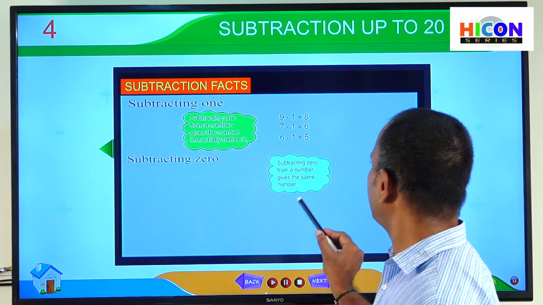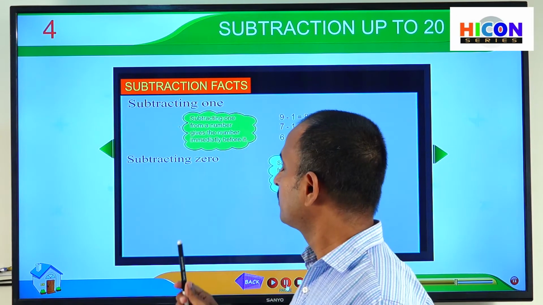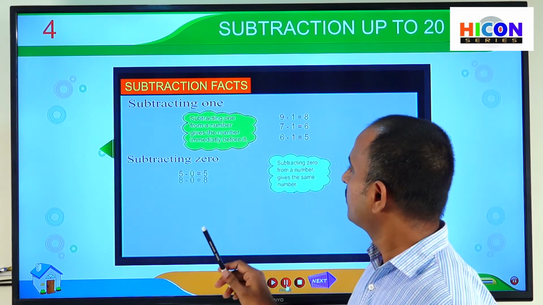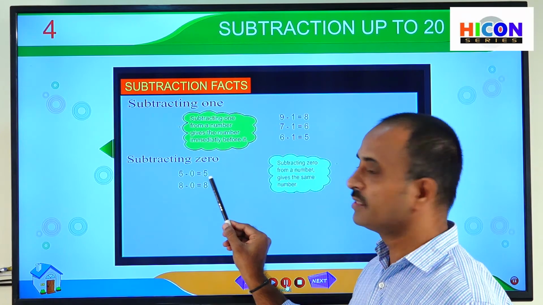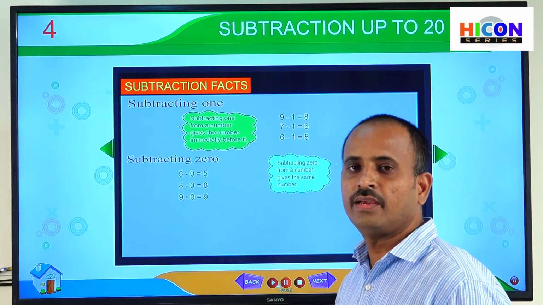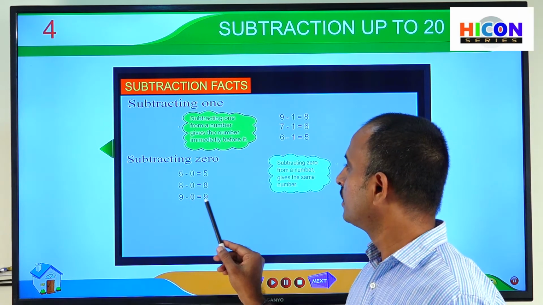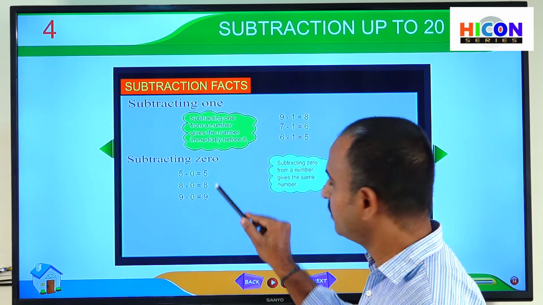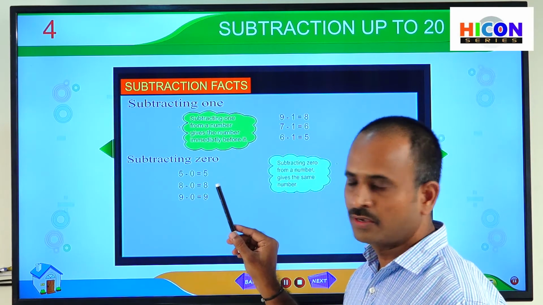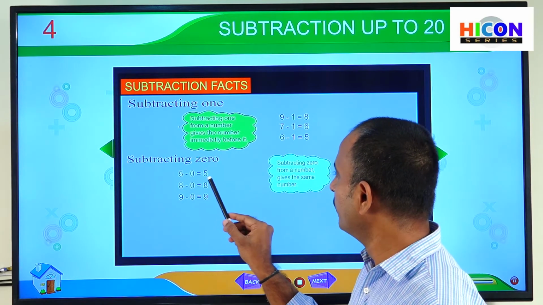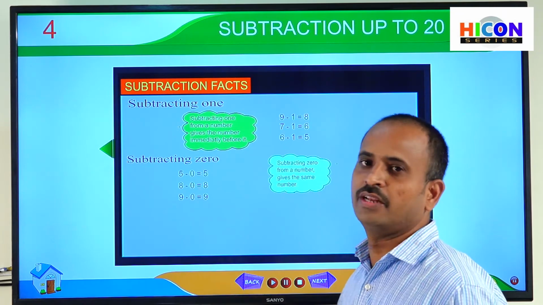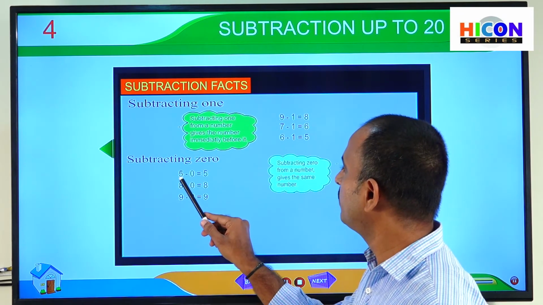So let us see some examples for this subtraction fact. For the second fact, it is 5 minus 0 is equal to 5. 8 minus 0 is equal to 8. 9 minus 0 is equal to 9. So children, see the 3 examples. In the first example, they have subtracted 0 from 5. If you subtract 0 from any number, again we will get the same number, because 0 means nothing. Subtraction with 0 means there is no subtraction. That's why we will get the same number as the answer.